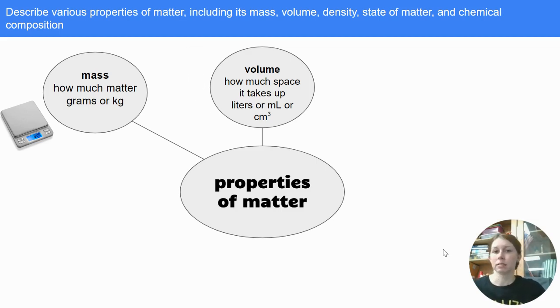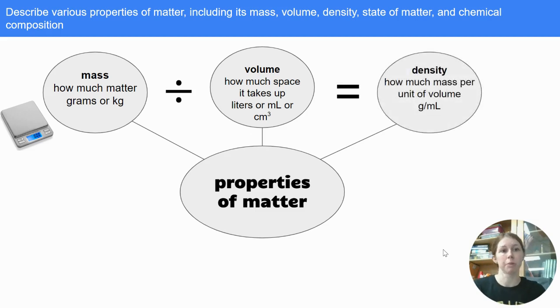If we know the mass and we know the volume, we can find the density. If you take mass divided by volume, that tells you the density, or how much mass per unit of volume there is. And I'll show you some pictures of that in a second.